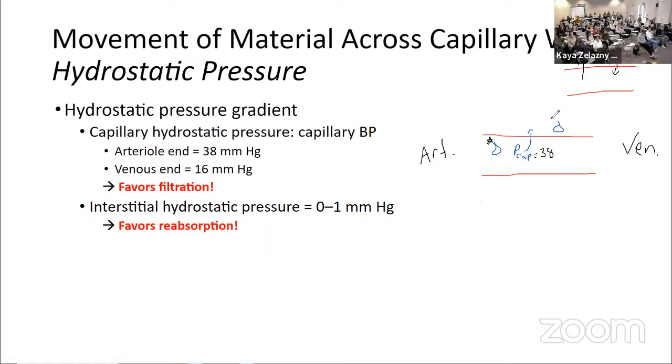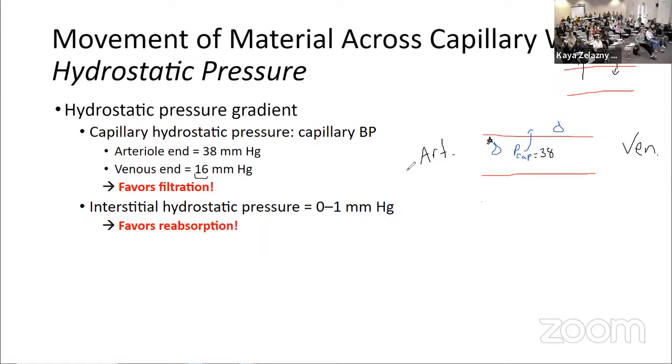We're usually going to have filtration. So we are going to see that pressure dropping as we move forward. As we get to the venule end, we have a lower hydrostatic pressure in that capillary. So this is a force that changes depending on location. But it still does have a positive pressure, just not as big as the arteriolar end.